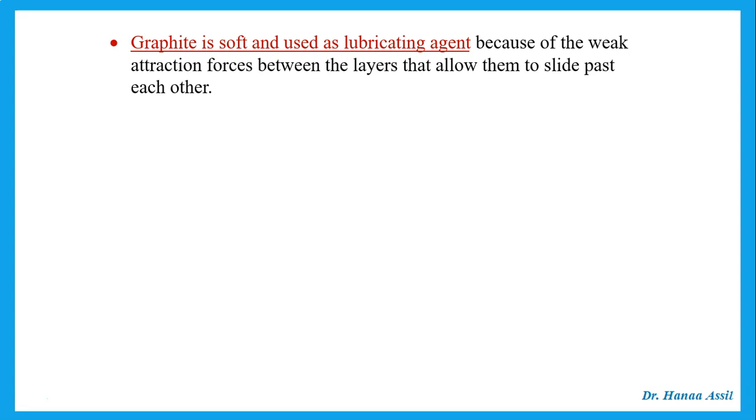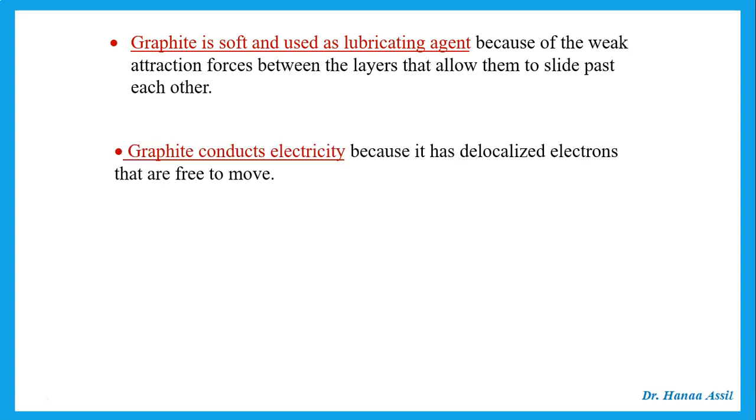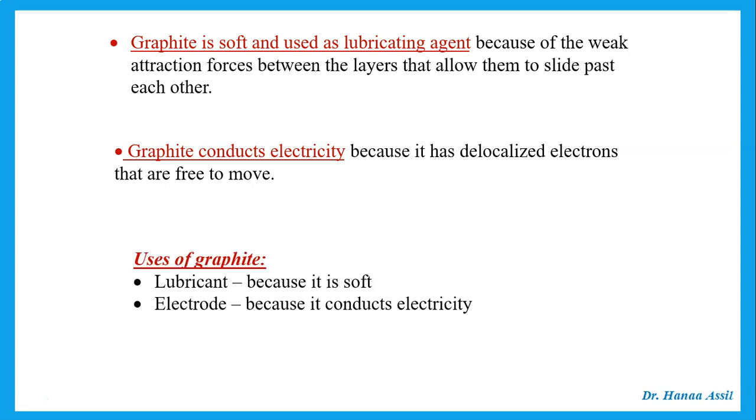So graphite is soft because of the weak attraction forces between the layers that allow them to slide over each other. Now, because it is soft, it is used as a lubricating agent or lubricant. Now, graphite is the only non-metal that conducts electricity, and that is because it has delocalized electrons that are free to move. So graphite conducts electricity because it has delocalized electrons that are free to move.